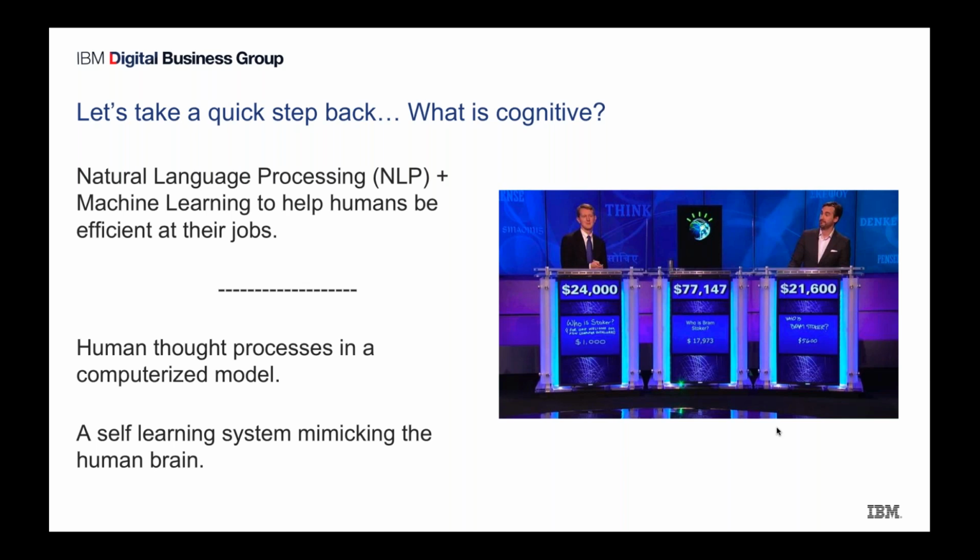It's close, but when I say cognitive, what you should really think is natural language processing, or NLP, plus machine learning, really to help humans be efficient at their jobs. So cognitive is not about replacing people, it's about making their lives and their jobs easier. So you'll see this throughout the documentation and throughout the use cases if you end up on either our IBM site or our code site.